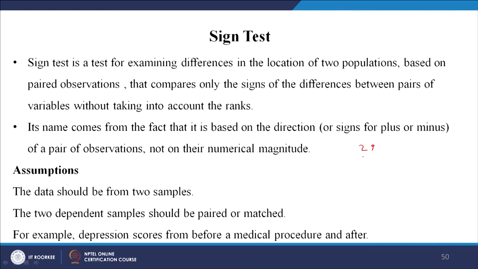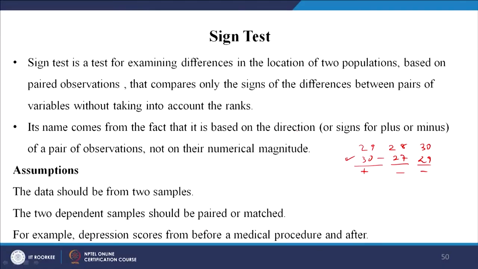So, suppose somebody has got, let us say, in the exam 29, and another fellow has got 30. If we compare, this one has got more, so suppose we are taking this as the choice, plus. In another paper, this fellow has got, let us say, 28 and he has got 27, so minus. When we are comparing this way, we have one reference group. Let us say 31, 30 and this is 29. So, again minus. It compares the sign of the differences between the pair of variables without taking into account the ranks. So, the ranks are not to be taken here. It is only the sign.